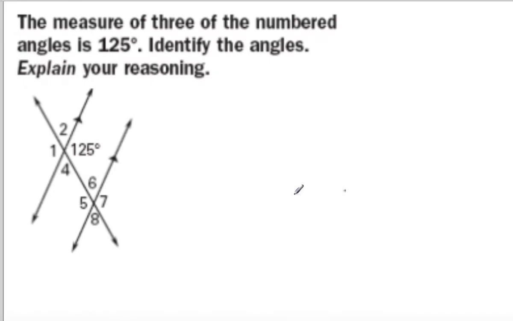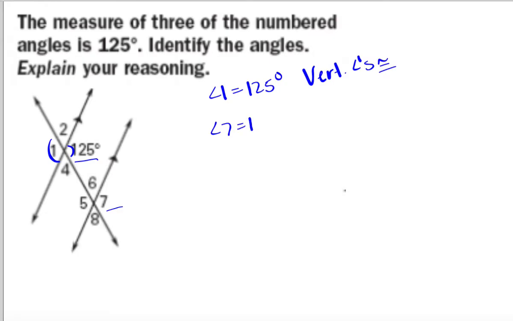On this problem, it says the measure of 3 of the numbered angles is 125. Identify the angles and explain your reasoning. So if 125 is right here, I know that angle 1 is 125 degrees because vertical angles are congruent. I also know that angle 7 would be 125 degrees, and that is using the corresponding angles postulate that we looked at, where the corresponding angles were congruent.